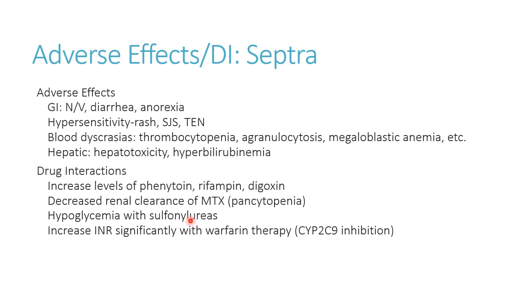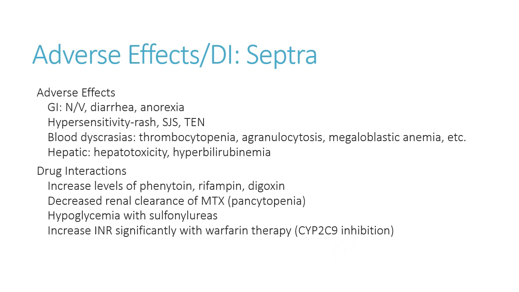We'll have things like hypoglycemia with sulfonylureas. We'll talk about these drugs later in the endocrine section, when we talk about diabetes, but it can worsen hypoglycemia. And then other things, like increasing levels due to that CYP inhibition of things like phenytoin, rifampin, digoxin. It's not important you memorize those specific interactions right this moment, but just know that CYP2C9 inhibition is where that's going to be mediated through.